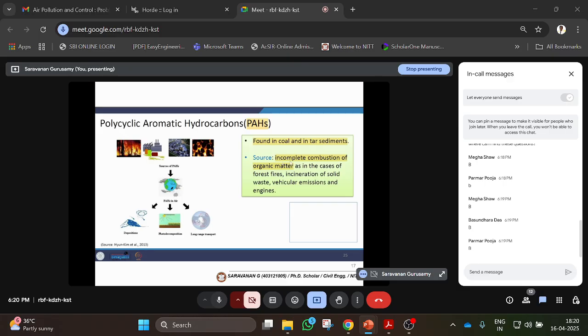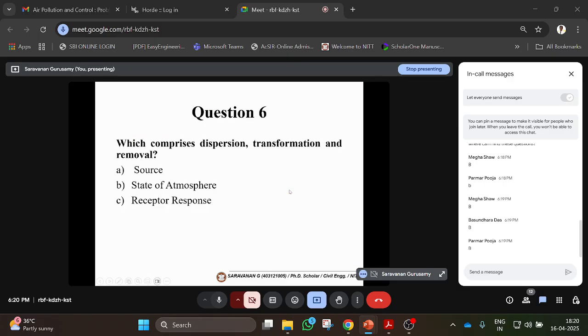Let me move on to the next question, which comprises dispersion, transformation, and removal. Source, state of atmosphere, receptor, and response. So this we have discussed. Whenever a pollutant is getting out, that is a source. Then it will be dispersed, transformed, and removed. That is the state of atmosphere. Finally, it will go to a sink. Emission is source, deposition is sink.